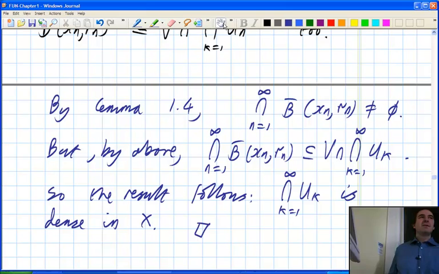I did say before that although the intersection is dense, it doesn't necessarily have to be open. That's in spite of the fact that if you intersect finitely many open sets, you will get an open set. But if you intersect infinitely many open sets, you might not anymore.